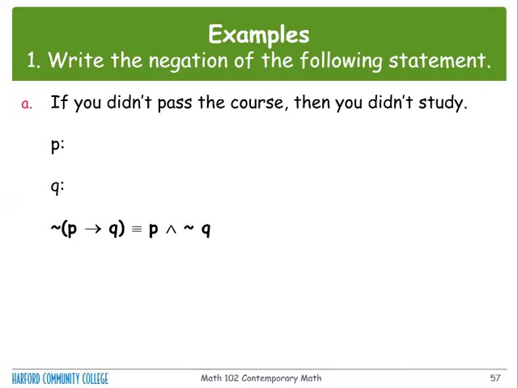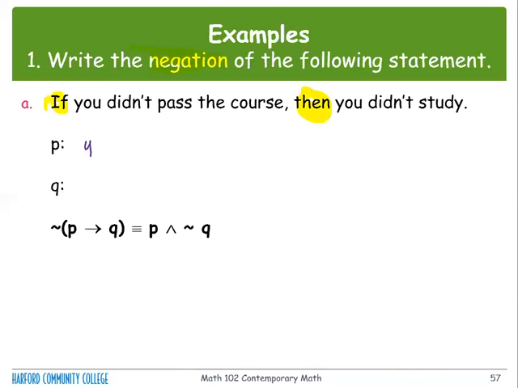For these examples, number one, we're going to write the negation of the following statement. The given statement is the if-then, or conditional, statement: if you did not pass the course, then you did not study. Let's write P and Q to represent the simple statements.